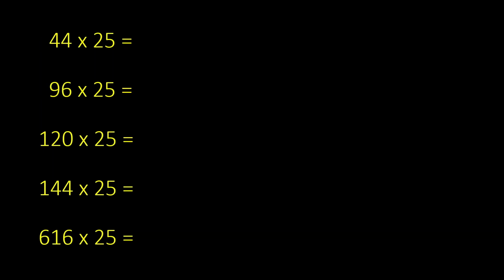44 into 25, divide 44 by 4 you'll get 11, add two zeros at the end, 1100. 96 divided by 4 you get 24, add two zeros at the end, 2400. 120 into 25, 120 when divided by 4 will get 30, add two zeros at the end, it will become 3000. 144 is also divisible by 4. When you divide it by 4 will get 36, add two zeros at the end, it will become 3600. 616 when we divide it by 4 we will get 154 and add two zeros at the end, 15400.